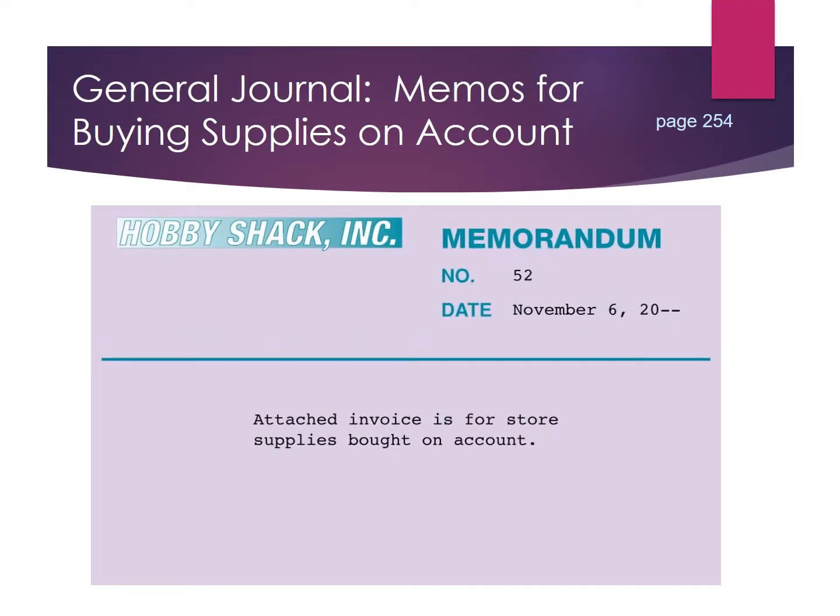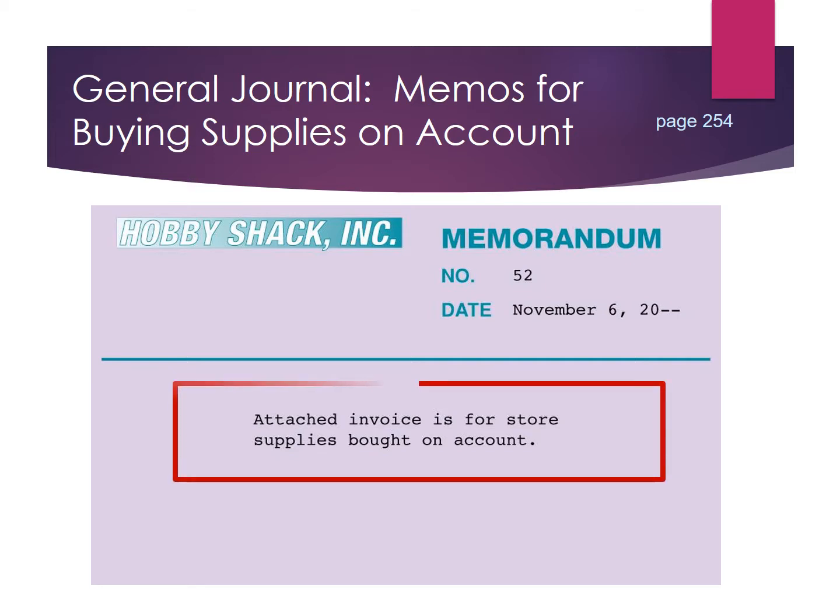At the start of the chapter, we talked about purchasing merchandise on account. When we purchase merchandise on account, we use the purchases journal. However, what do we do when we purchase assets on account?